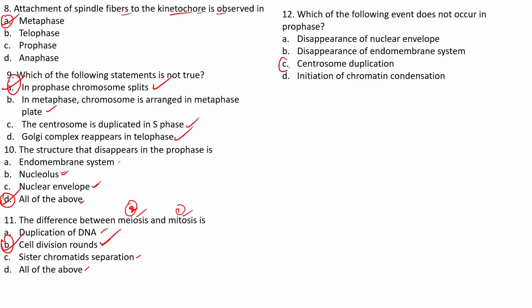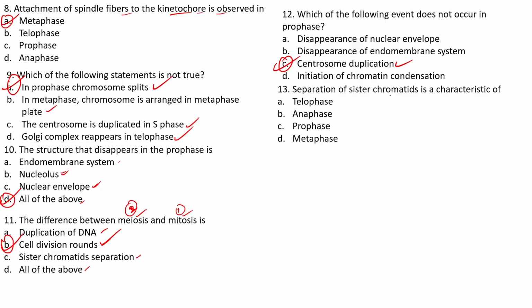Okay, so you can see that centrosome duplication has already occurred in which stage? Already it has occurred in the S phase of the interphase of the cell cycle. So C is the event that does not occur in the prophase. The next one, separation of sister chromatids is a characteristic of the telophase, anaphase, prophase, or metaphase? We know separation of the sister chromatids occurs at the anaphase, hence B is our right answer.